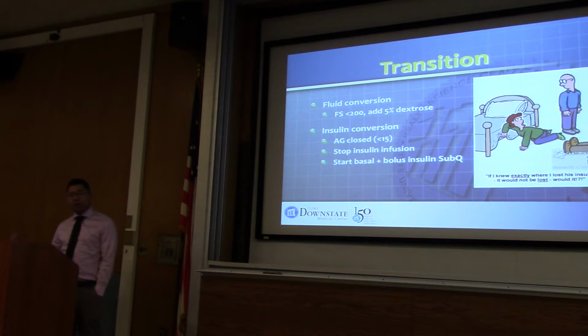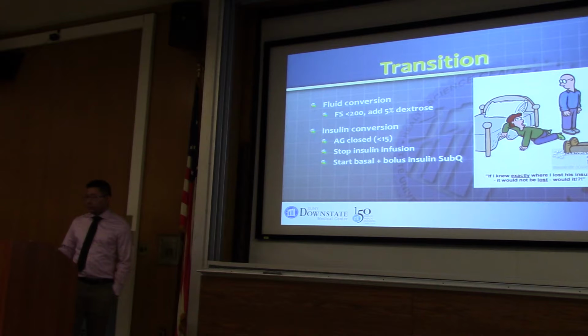Once the gap is closed, you can start considering starting the patient on subcutaneous insulin. If a patient came in with a prior insulin regimen, you can start them back on their insulin regimen. However, if they're a new diabetic or they just don't know their actual home insulin, you can start their basal and bolus based on their weight.